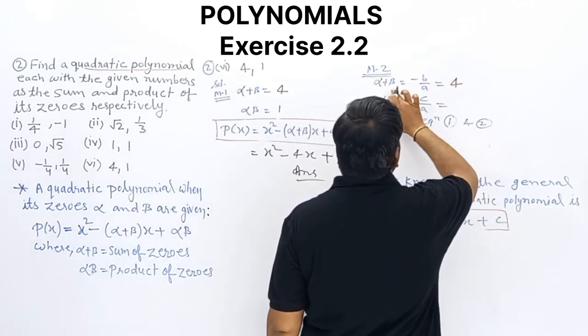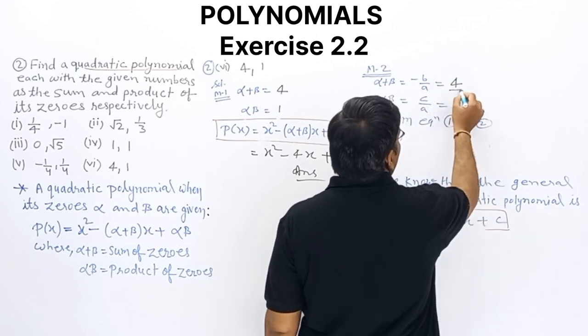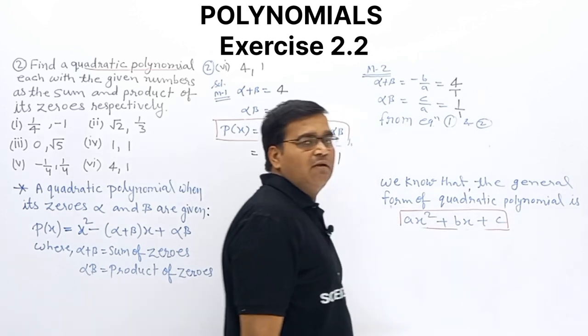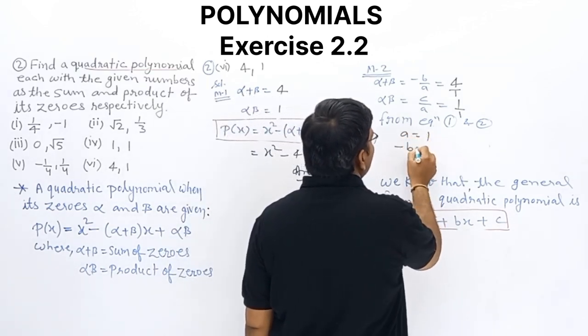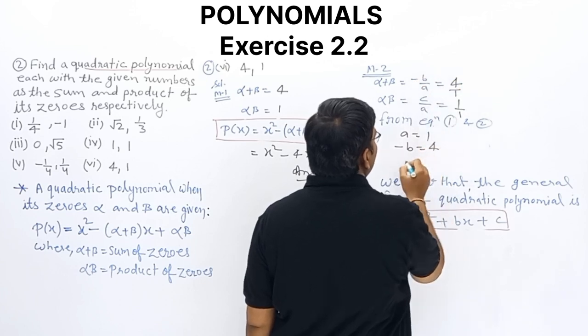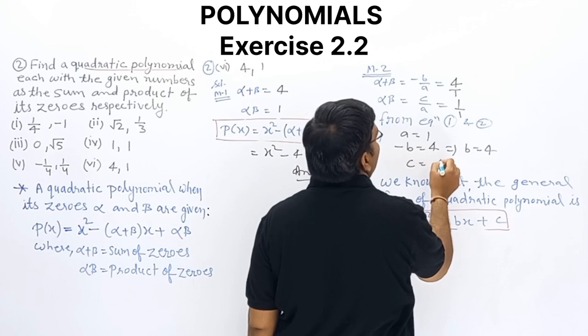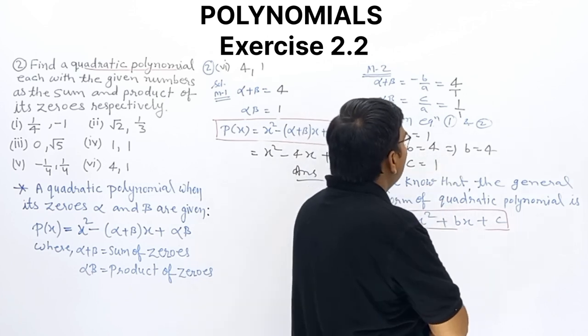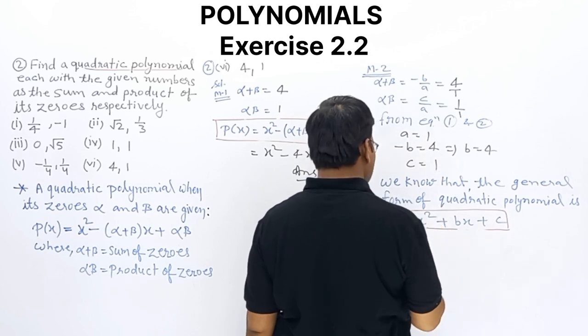Put this value there. Alpha plus beta, sum of the zeros will be 4. Product of the zeros will be what? 1. Now in the denominator both are having same value, 1. So directly we will compare. A equal to 1, minus b equal to 4, and so we can say b equal to minus 4 and c equal to 1. So now put these values in this general form.